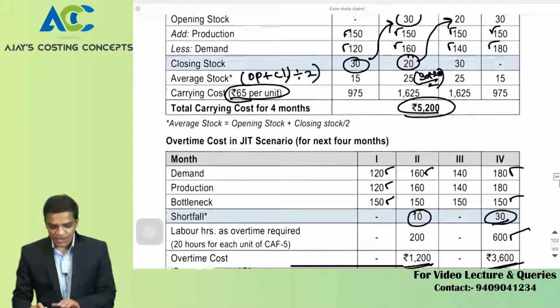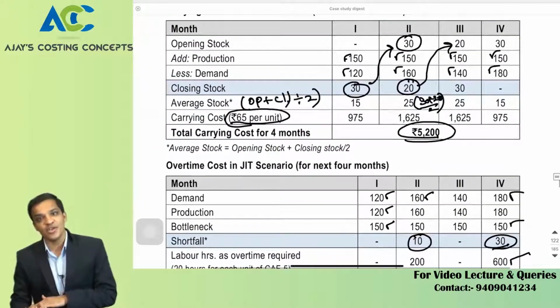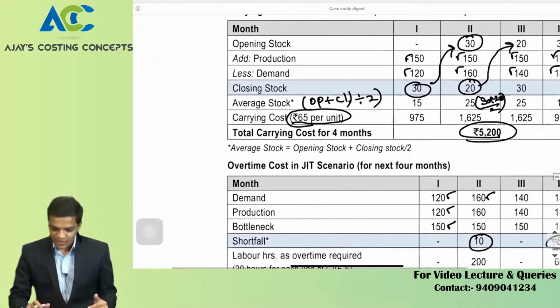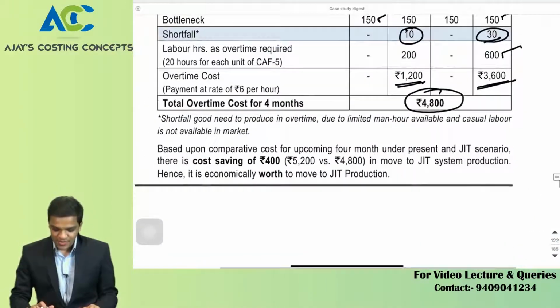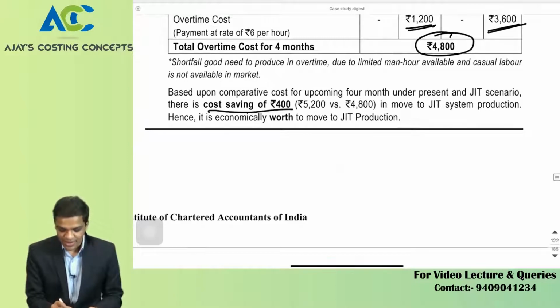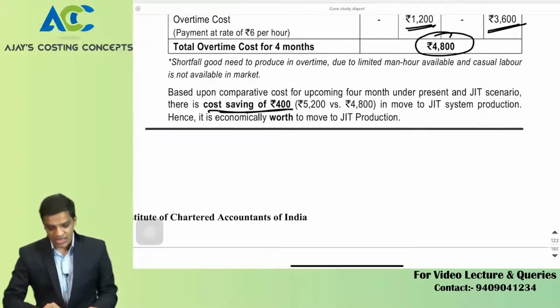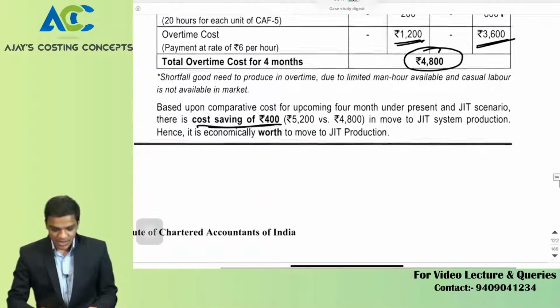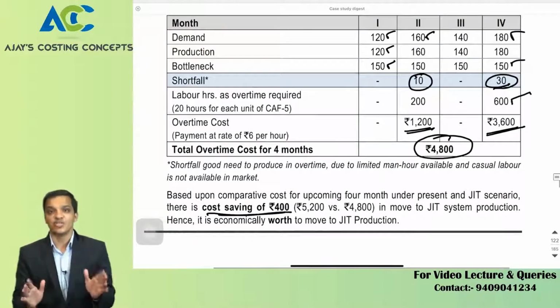Now 5200 is the carrying cost, that is the additional cost you incur in production, and 4800 is the overtime cost that you incur, hence there would be a saving of 400, and hence just in time production is advisable, but just in time purchase is not advisable.